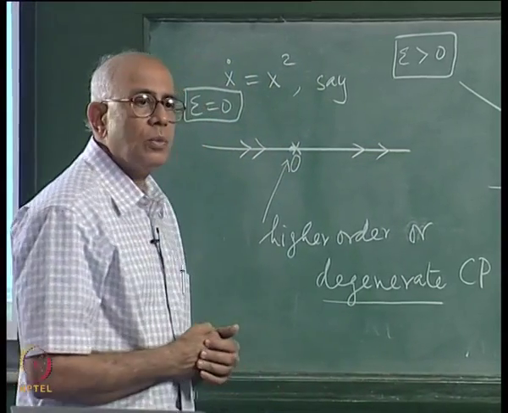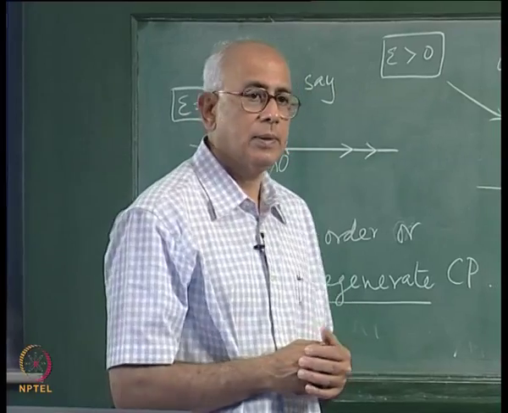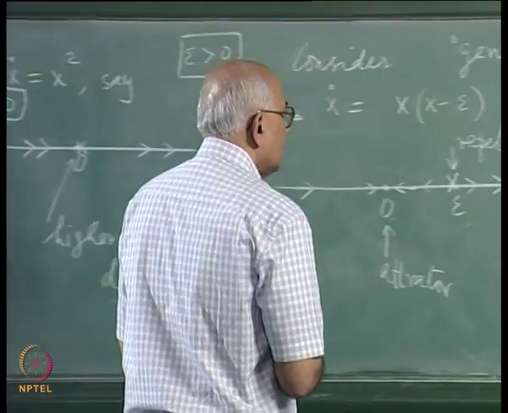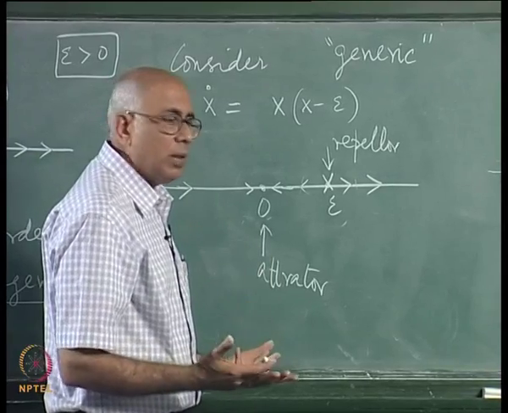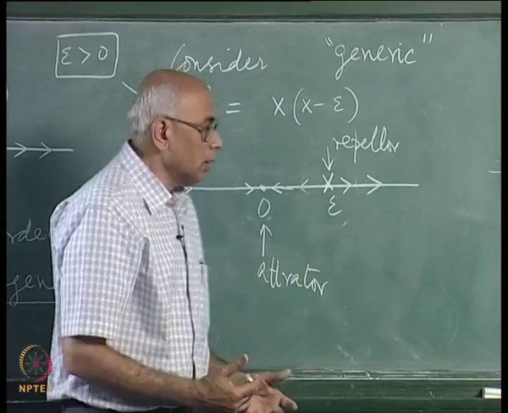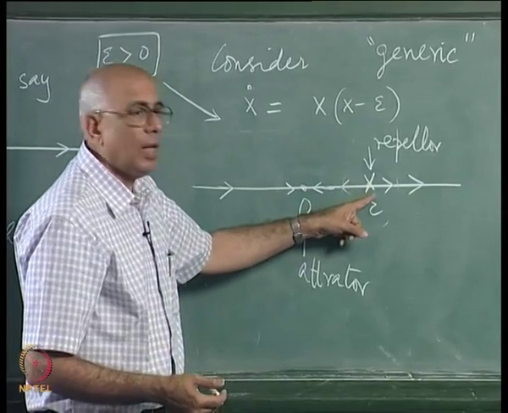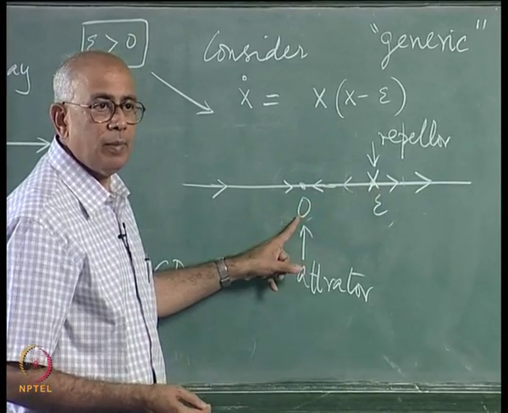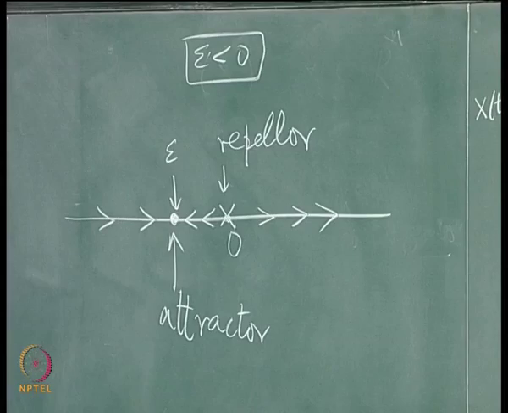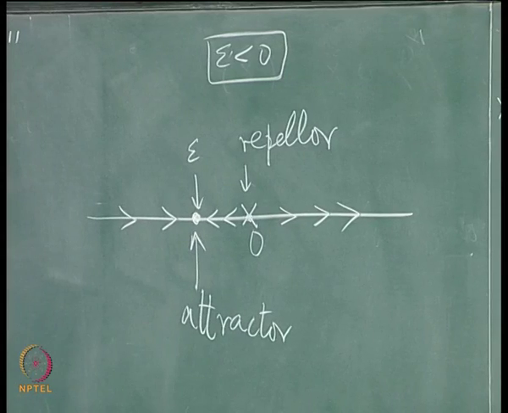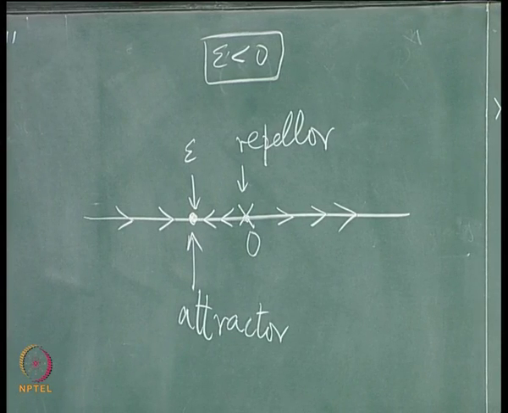What kind of bifurcation would you call this? There are fancy names for it, but the most illustrative one is the name actually given to this. Notice that this was an unstable critical point and this was a stable critical point, and after the bifurcation the roles have been exchanged. What was unstable became stable and what was stable becomes unstable, and therefore this is called an exchange of stability bifurcation.